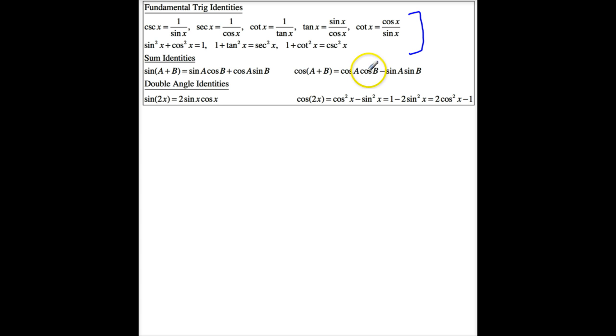Also know your sum and difference identities. Sine A plus B is sine A cos B plus cos A sine B. Now I know a lot of you have memorized sine A minus B and you always get confused. This is what I recommend you do. If I have sine of A minus B, rewrite that as sine of A plus minus B, and then plug into this.